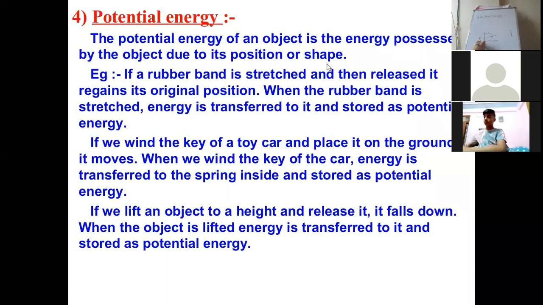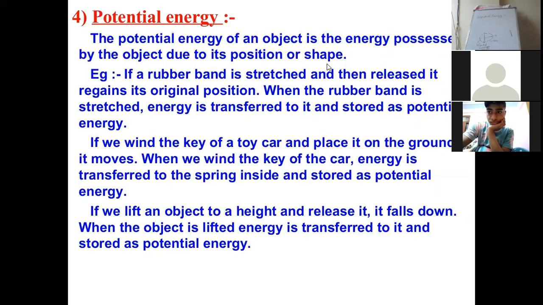Once it pulls the string backwards, what is stored in it? There has been a change in the shape, right? And potential energy gets stored in it due to the change in the shape. The work has been done. Some work has been done to stretch it, right? Once the archer releases it, the potential energy gets converted into kinetic energy and the arrow moves away and thus reaches its target.